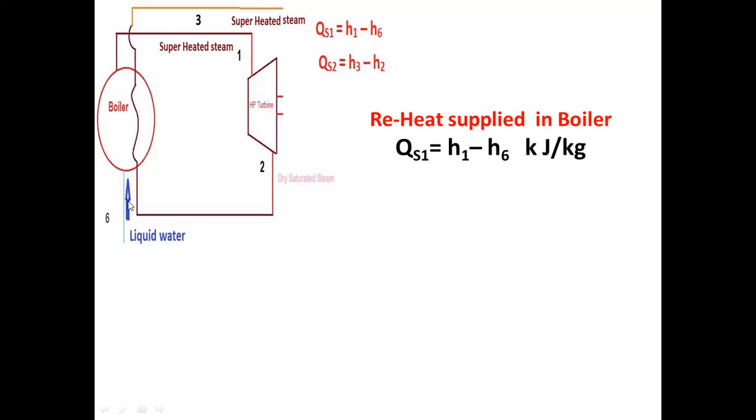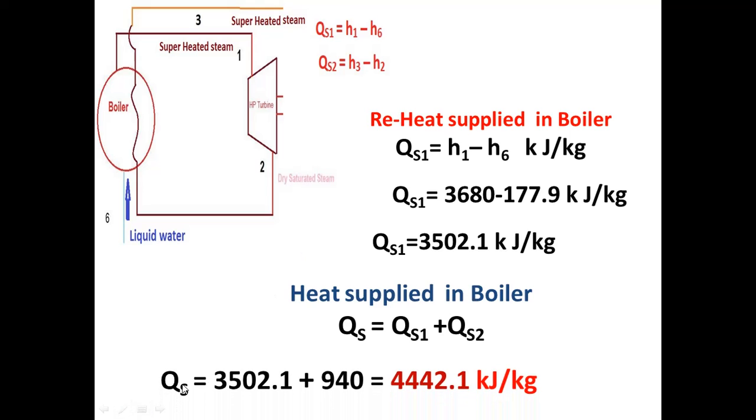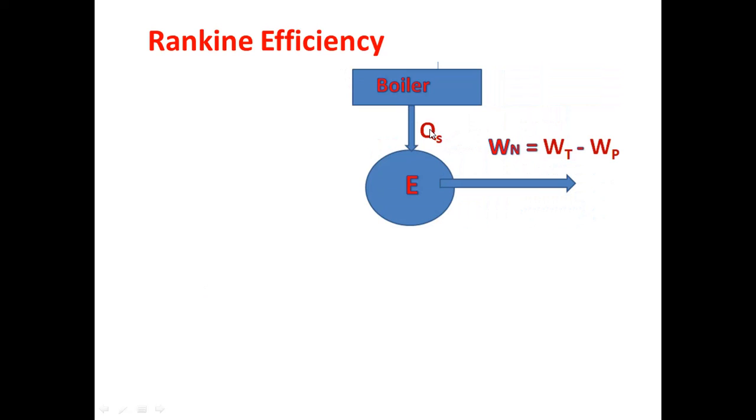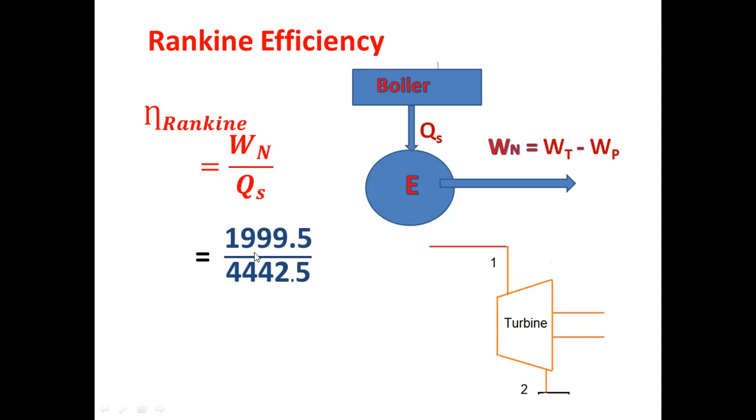This is how you get the heat supplied in the boiler. First time, H1 minus H6 you want to take. This is the second pass, H3 minus H2. So this is the total amount of heat energy supplied. Rankine efficiency is the net work divided by the heat supplied. Therefore, this is the Rankine efficiency, 45%.